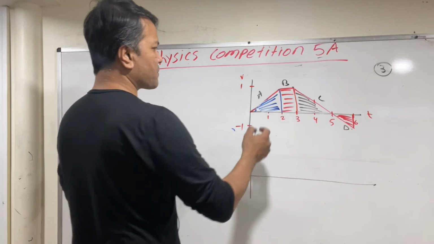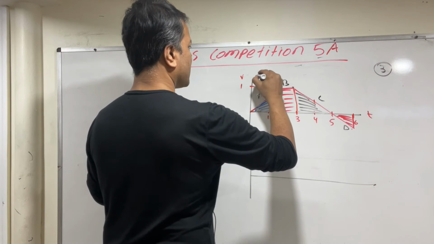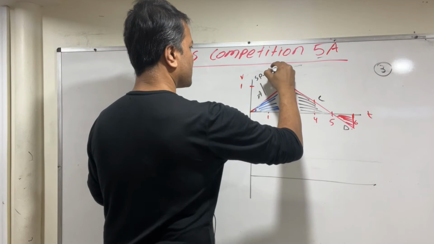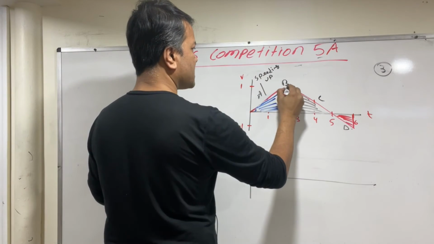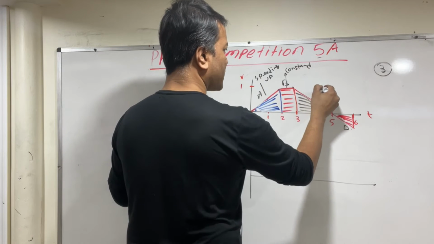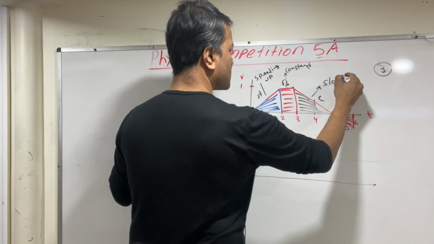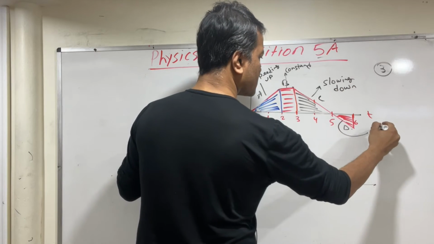So the object is speeding up. So let's write it: speeding up. Okay, velocity is constant. Object is slowing down. Object is speeding up.